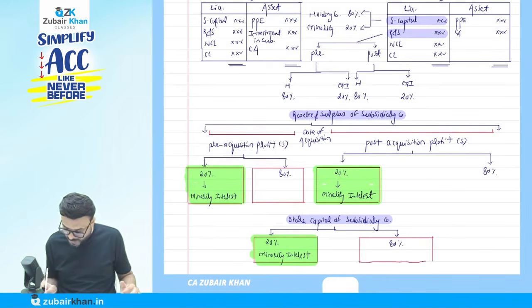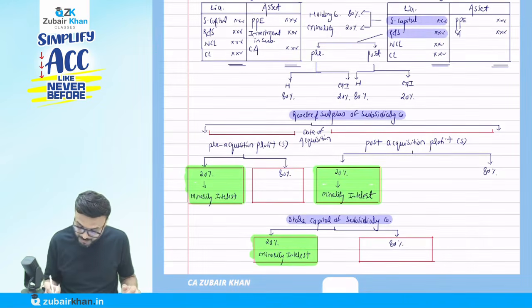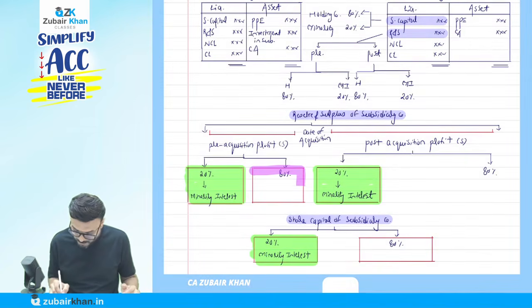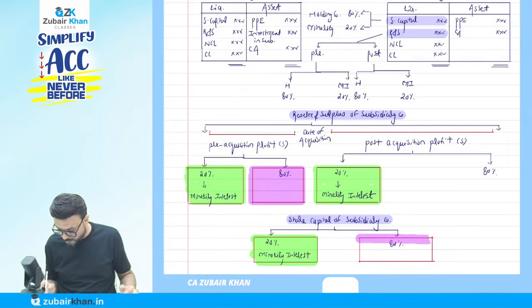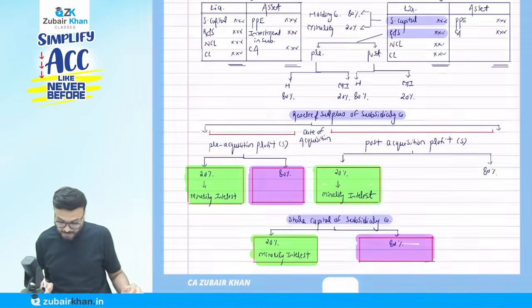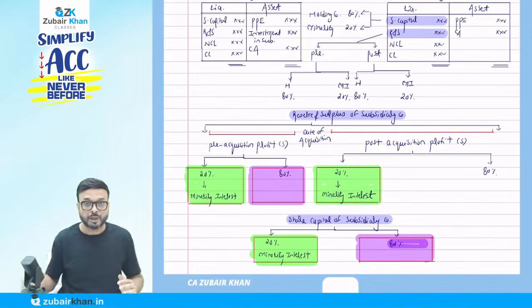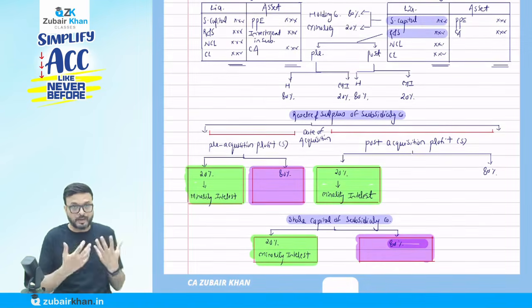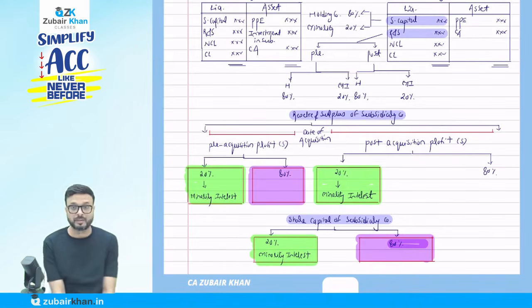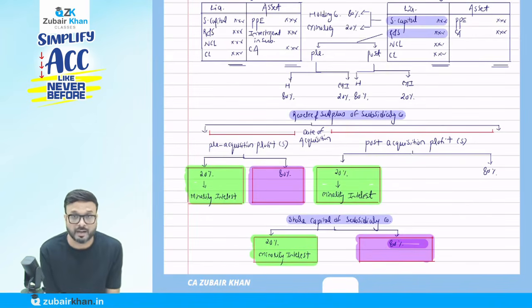On the date of acquisition, okay. On the date of acquisition, obviously, we paid something to acquire 80% shares. Do you agree? We paid something to acquire what? 80% shares in the subsidiary company, correct?